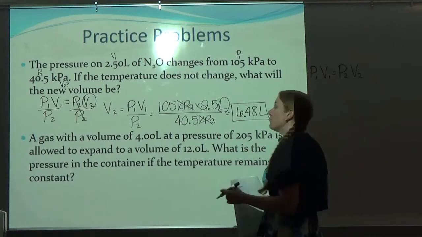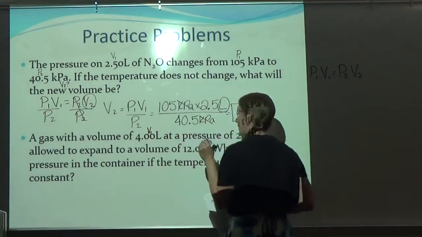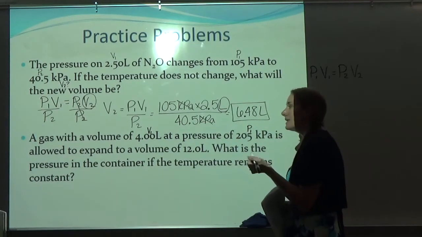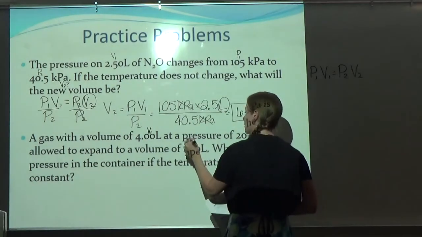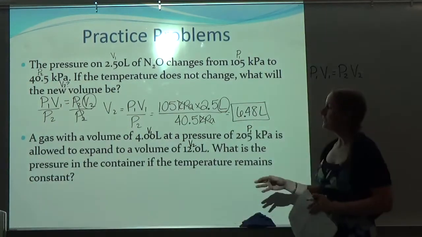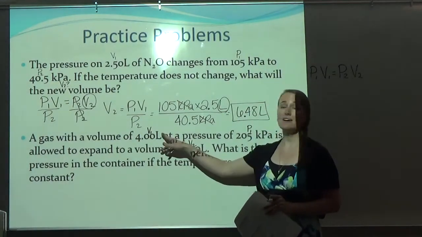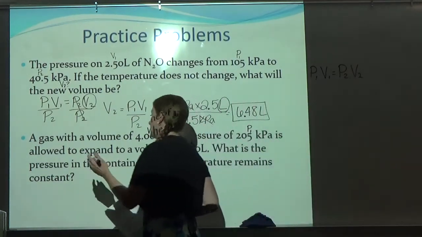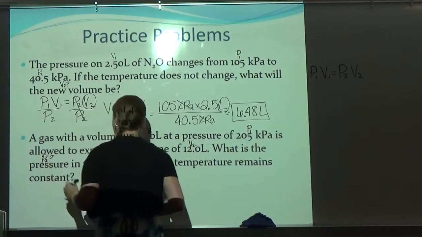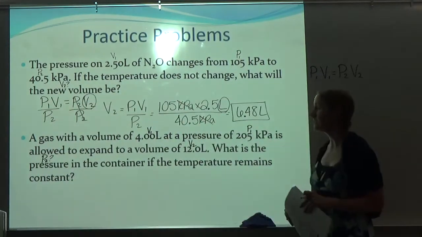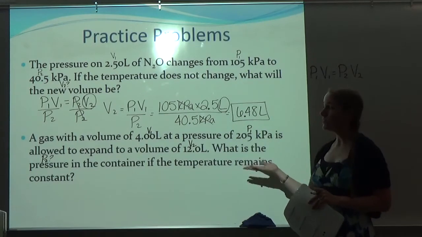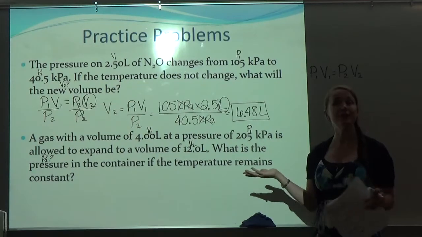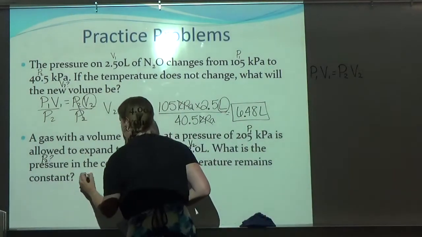So it says a gas with a volume of 4 liters, so there's my V1, at a pressure of 205 kPa, so there's my P1, is allowed to expand to a volume of 12 liters. So there's my V2. And again, volume doesn't have to be in liters, but they just have to be the same. And so it is, liters and liters. What is the pressure? So I'm looking for P2 in the container if the temperature remains constant. Okay, so this time I'm looking for pressure. It didn't specify what unit, so I'm just going to keep the original unit that they gave me in the question.